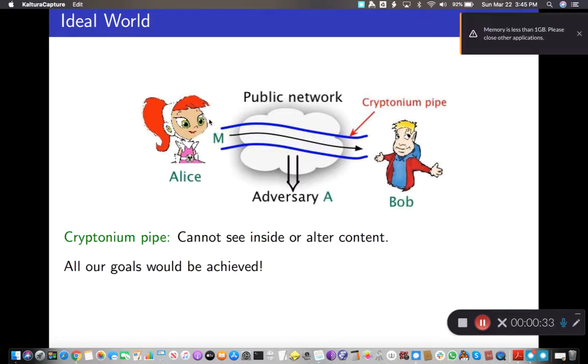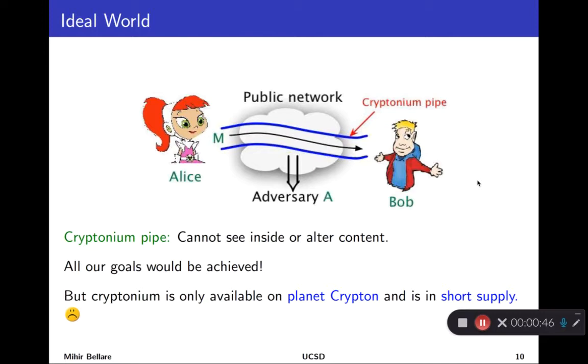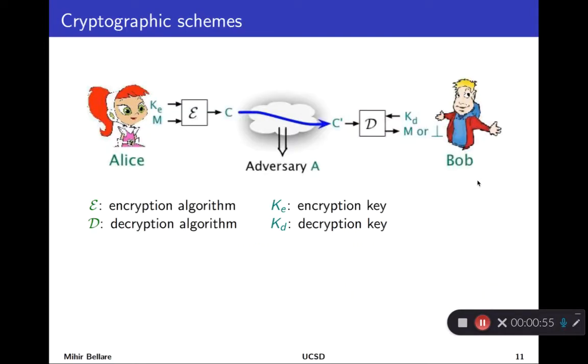So then Alice puts her message in at one end and it comes out at the other, and this is great. This allows all the privacy and integrity goals to be achieved. The difficulty, of course, is that we can't go around building these kinds of pipes over the internet, even if we had by any chance some kind of material with which to do it. So you can think of the goal of cryptography as being to mimic the functionality you get from that physical pipe using mathematics and algorithms.